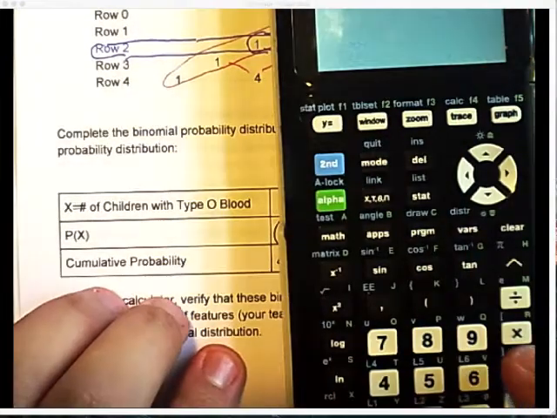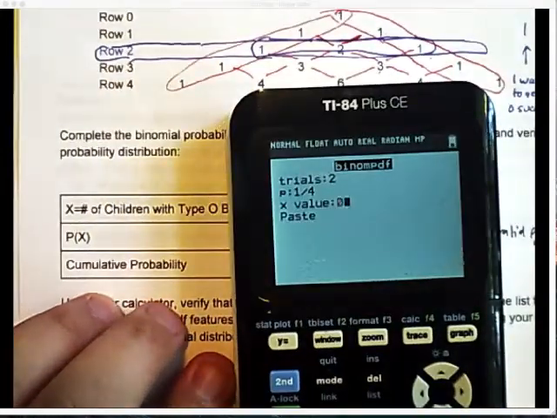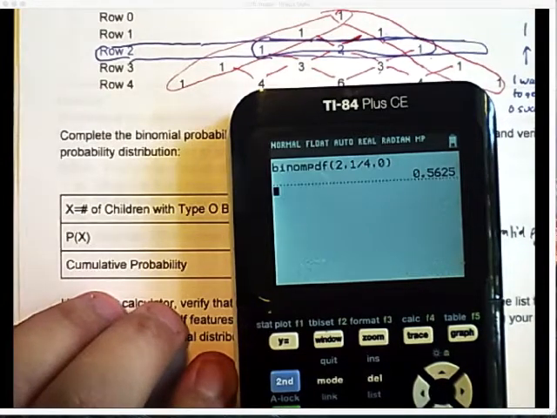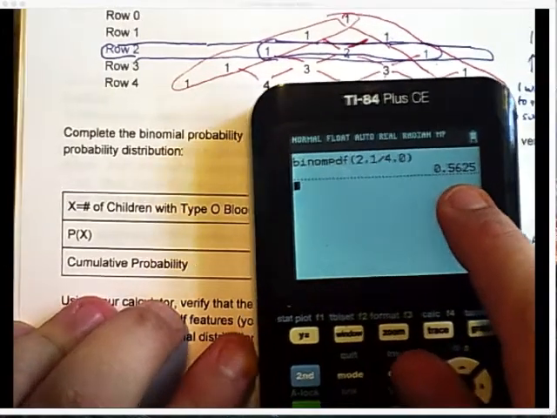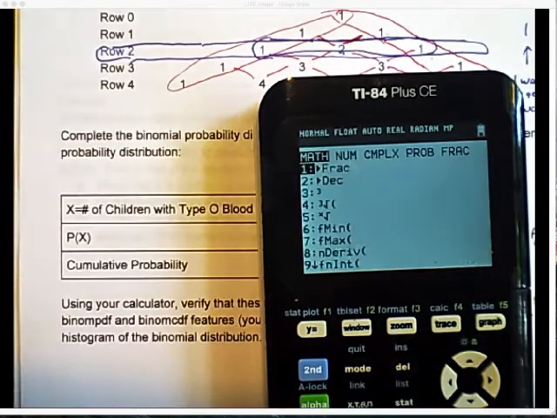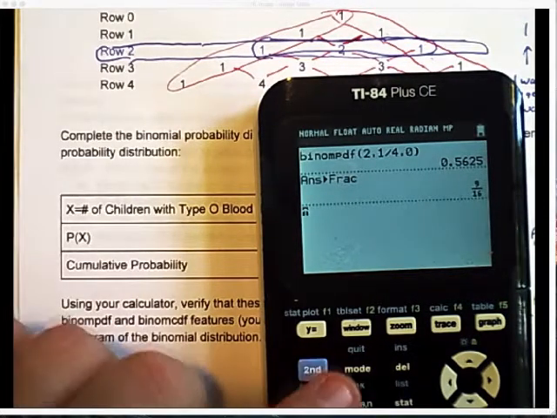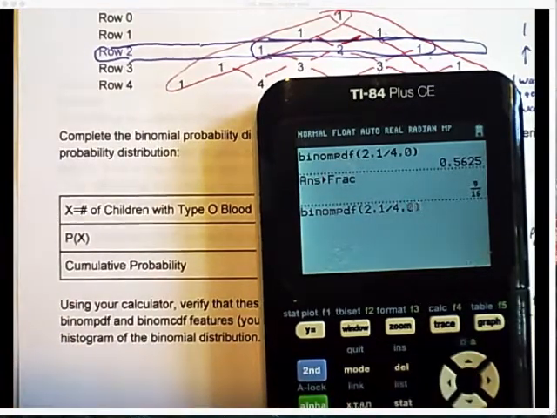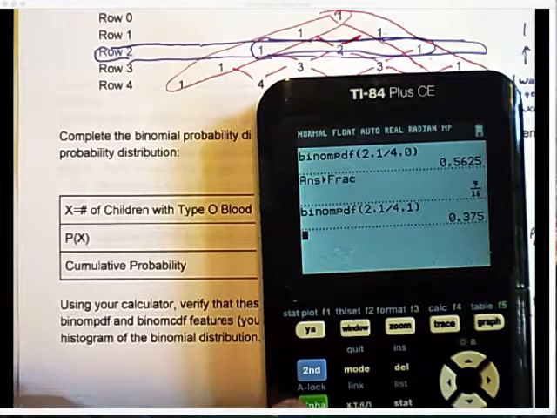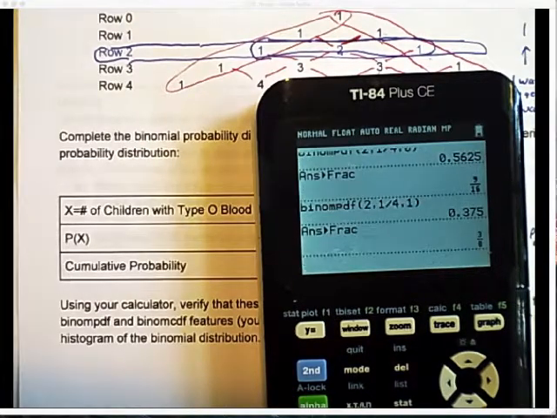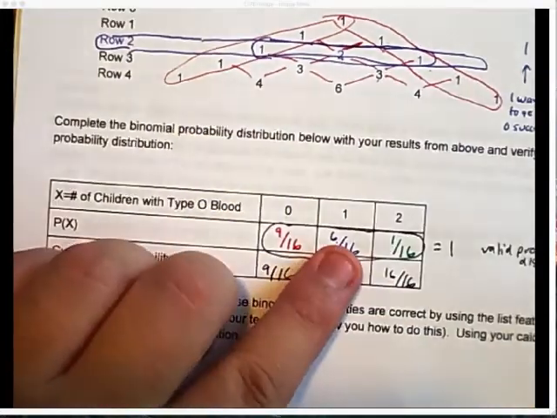So if I type in 0 here and I paste, it's going to give me a number. Guess what? If I change that into a fraction, I get 9/16. It does everything for us. If I do the same thing but change the X value to 1, and then change that number into a fraction, it's 3/8. But guess what? 3/8 is the same thing as 6/16.